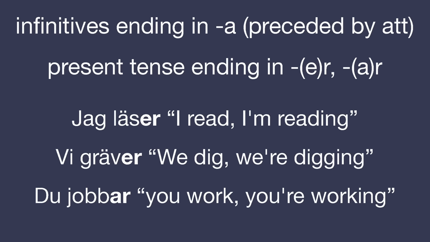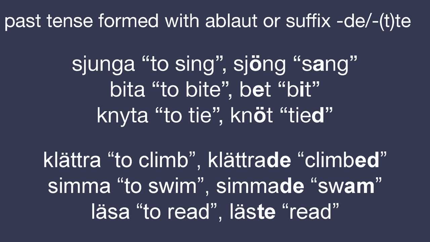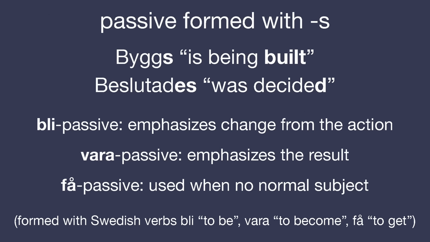Infinitives most often end in a, the present tense most often ends with r, and the past tense uses either ablaut or the suffix de or te. The passive can be formed by adding s to the infinitive, like in other Scandinavian languages, and there are a few other ways to form passives too, each with their own nuances.